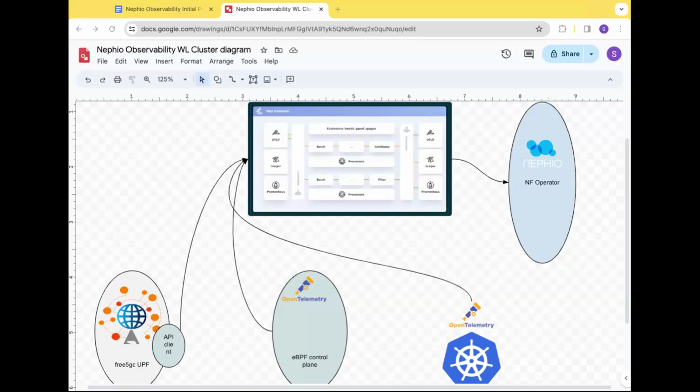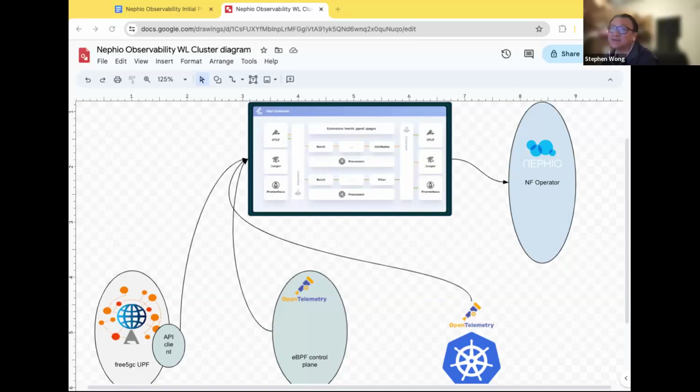That's all. The status of what? The status of NF deployment, basically. Yeah. Okay. That's probably a role of the NF operator, right?